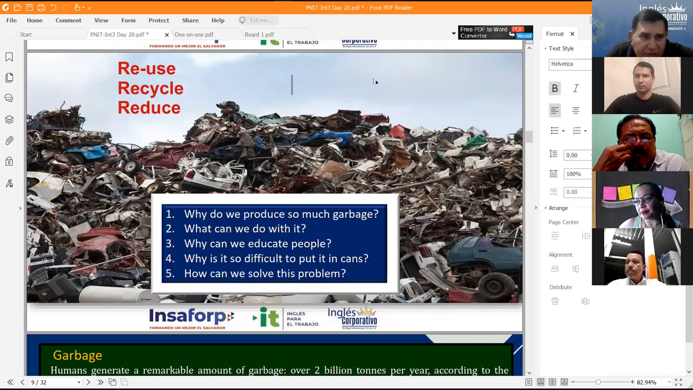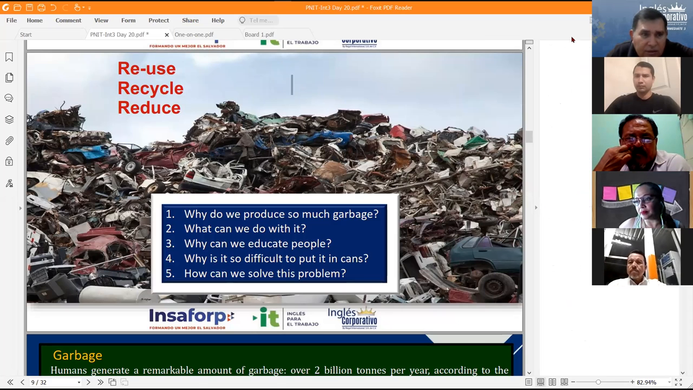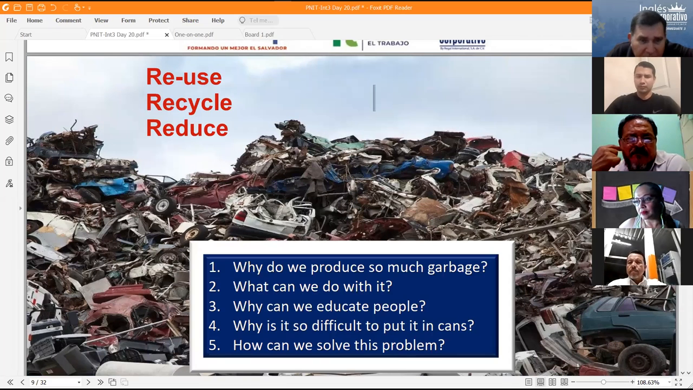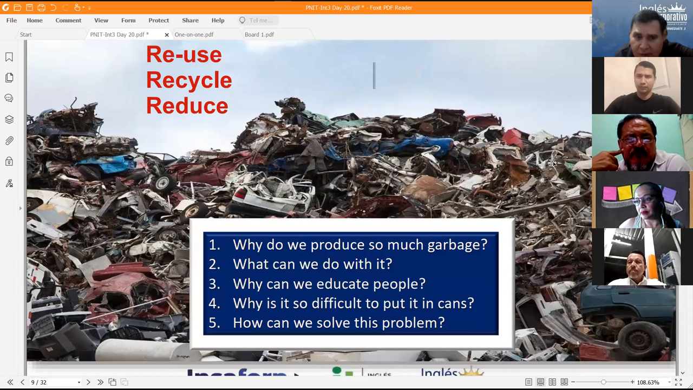These are the three R's: reuse, recycle, and reduce. That's something that we can do about garbage. Why can't we educate people? Why is it that we cannot educate people? I mean, our people.